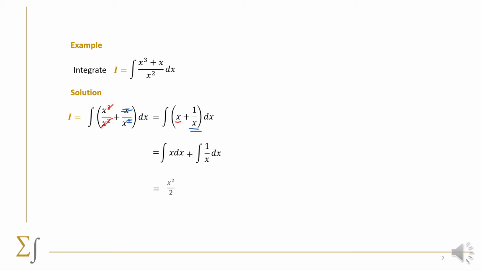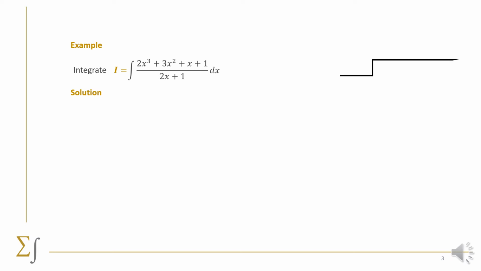The first integral is x squared over 2. The second integral is, of course, as we all know, the logarithmic function, ln x, but we don't just write ln x, we have to put the absolute value, plus the constant of integration. And that's the integral we are looking for.